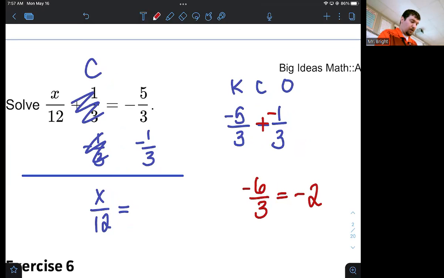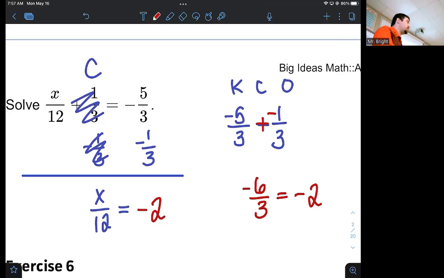So now we have X over 12 equals negative 2. We're not done. Negative 2 is not our answer. It's just what those fractions simplified to. That's going to be super nice now. We don't have a fraction anymore. Well, we have the 1 on the left side. But is that really a fraction? I mean, it is, but it's just saying X is being divided by 12.